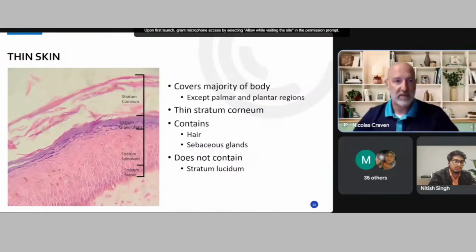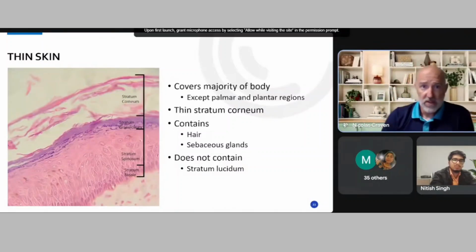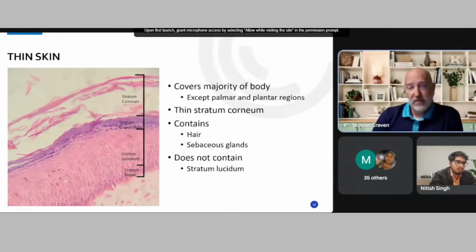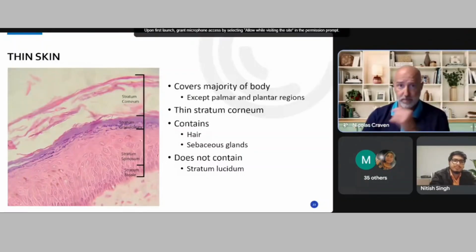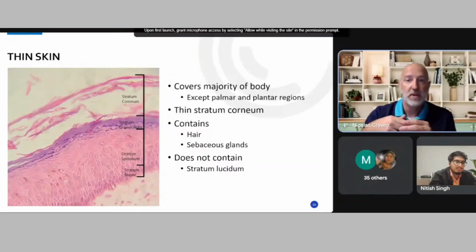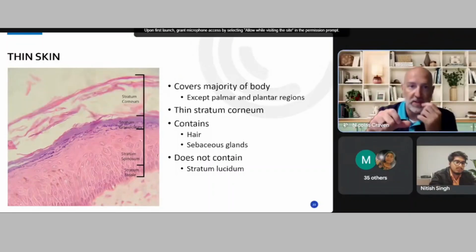All right, so we're going to talk a little bit about the difference between thin and thick skin. Like we've talked about numerous times, thin skin covers the majority of your body, except for the palmar region or the plantar region, which is on your foot. The stratum corneum in thin skin isn't as thick as it is on thick skin, and hopefully some of these images you'll get to see what I'm referring to with that.